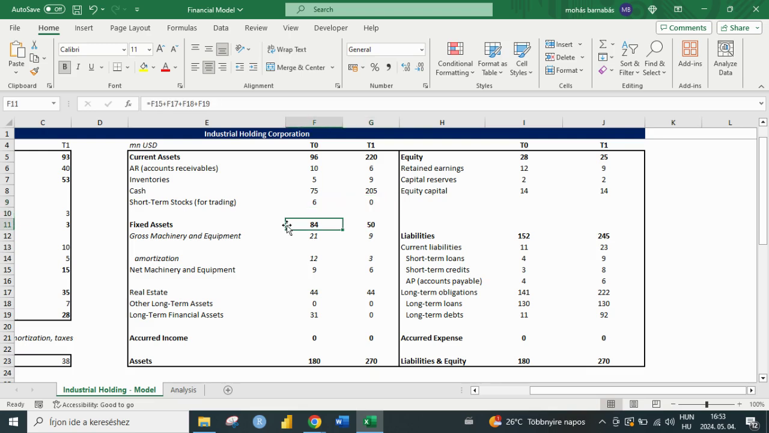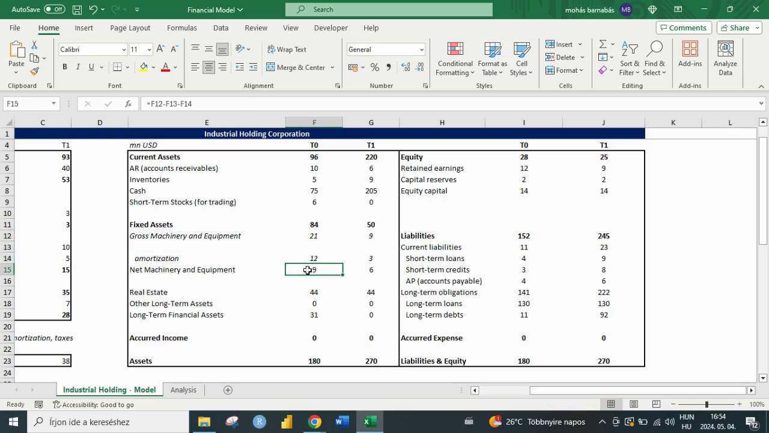And if we go further, we can see that we have a huge number in both years concerning the assets of the company. It's the fixed assets part. Obviously, it's going to be huge because it's an industrial company, and for its operations, heavy equipment, industrial equipment, and other stuff is used. And here you can see in the first part that we have gross machinery and equipment and amortization below that, and then net machinery and equipment. So these three rows are linked together.